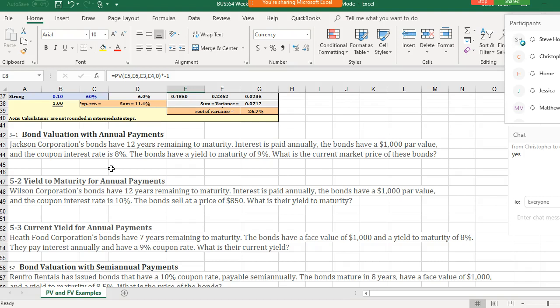What is their YTM, or yield to maturity? So what that means is, if I were to buy that bond as a bond investor today, I buy Wilson Corp's bonds, and I intend to own these bonds until they mature, the yield to maturity is the return that I would expect to earn by owning these bonds for the next 12 years. Okay, so it's called YTM, or yield to maturity, solving for an interest rate.